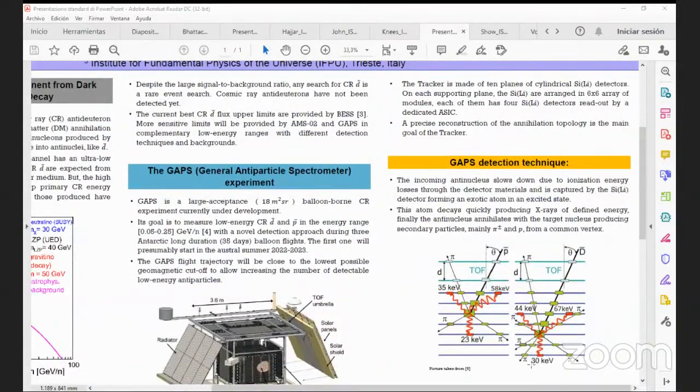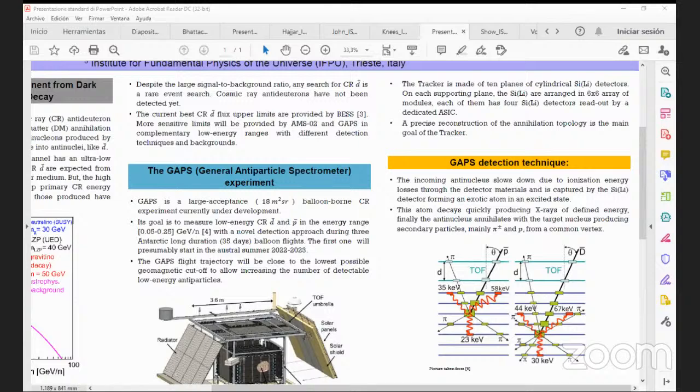Inside the TOF, we have the tracker. The tracker is composed of 10 planes of aluminum. These are supporting planes for the lithium-drifted silicon detectors. These detectors will be arranged in a 6x6 array of modules. Each module will have 4 detectors read out by a dedicated ASIC. And the tracker will have the major goal to measure the annihilation topology, which I will explain in a moment.